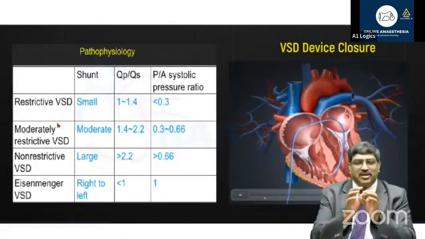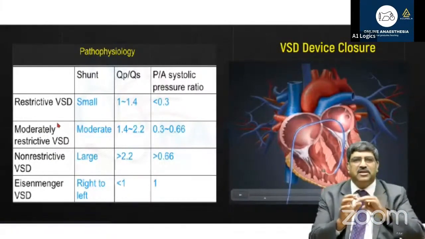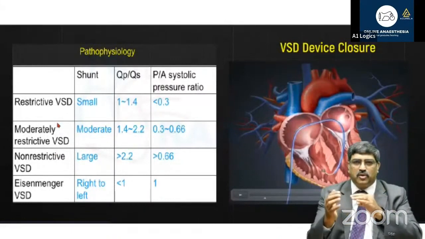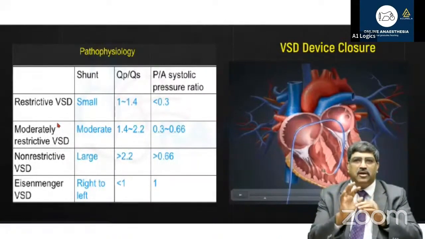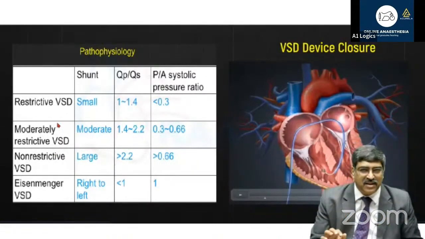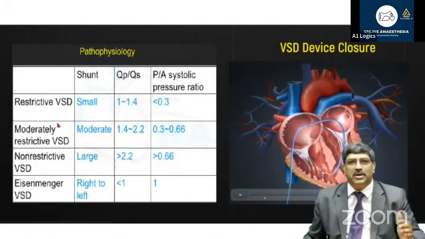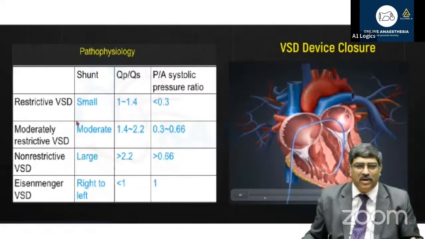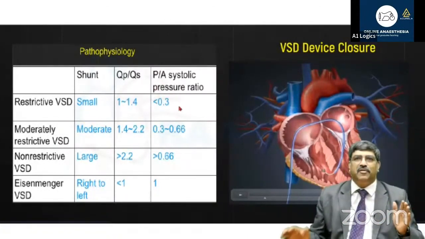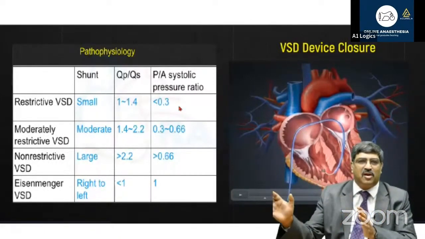Here, the shunt is going to be very small. The VSD is going to be small. So, the blood going from the left ventricle to the right ventricle is restricted. The QP:QS might be a ratio of 1, but the pulmonary artery pressure will be 1/3 of the systolic pressure.